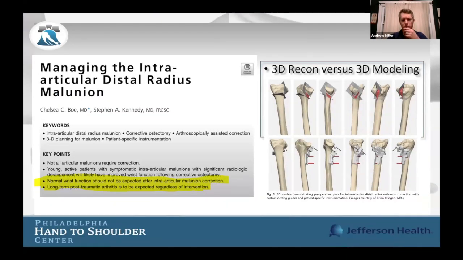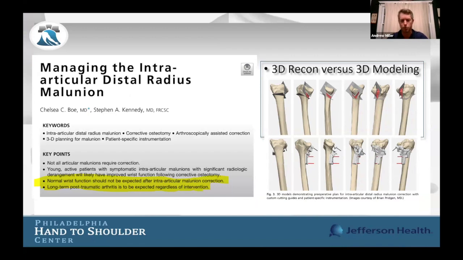I'll mention this Hand Clinics article that came out recently about management of intra-articular distal radius fractures, and I'll highlight their key points, which are that normal wrist function should not be expected, and long-term post-traumatic arthritis is to be expected no matter what you do.